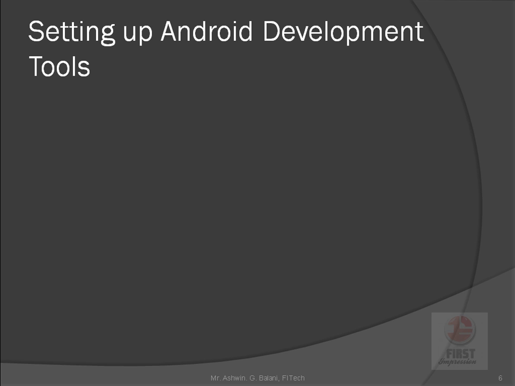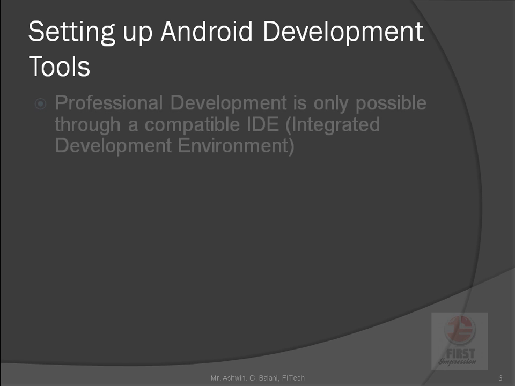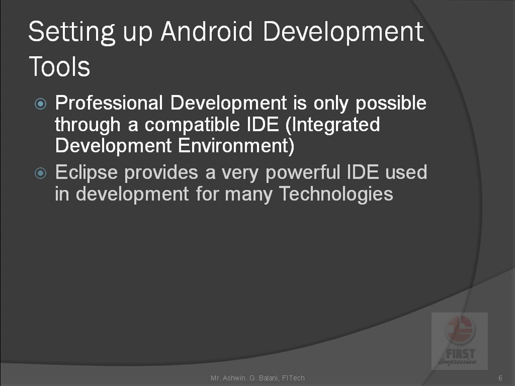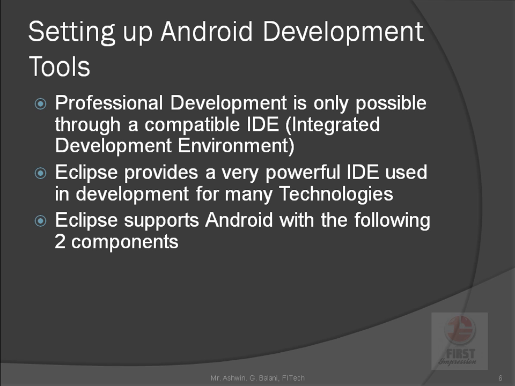First of all, whenever you want to start developing for Android, you have to set up the Android development tools. Whenever you want to develop professionally, you have to do it with the help of an IDE, or integrated development environment. Eclipse is a very powerful IDE and is used for development of many technologies, as we have seen that we can develop for Java using Eclipse. Eclipse supports Android with the following two components. The first component is called Android SDK. So you will be requiring Eclipse, Java, and something called Android SDK.